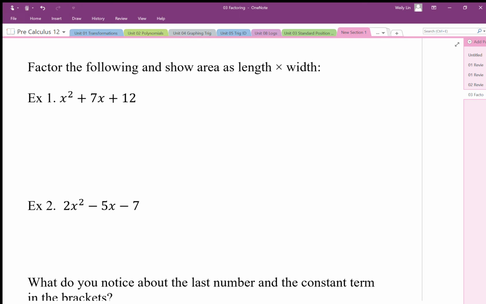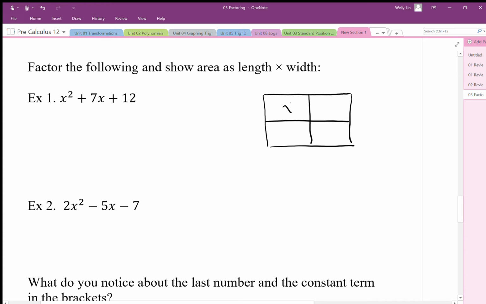So again, when we factor these, I want you to be able to show me the length and width. Okay, so when I have my rectangular area, I have an x squared area here and a plus 12 here, because we know that we don't have to combine those as like terms when we multiply out. It's the middle that we have to be able to split up.